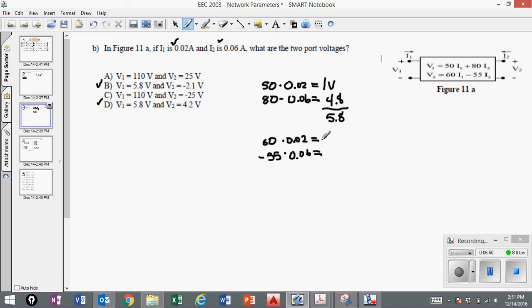So 60 multiplied by 0.02 gives you 1.2. And 55 multiplied by 0.06 will give you a negative 3.3. If you add these two values together, you'll end up with negative 2.1. So it turns out that the first option, B, is the correct answer. So this is just direct substitution. It's a lot easier to calculate the behavior of a circuit if you know its network parameters.